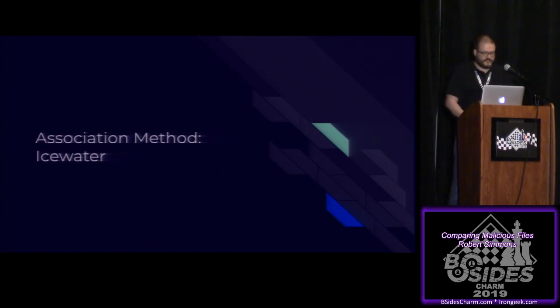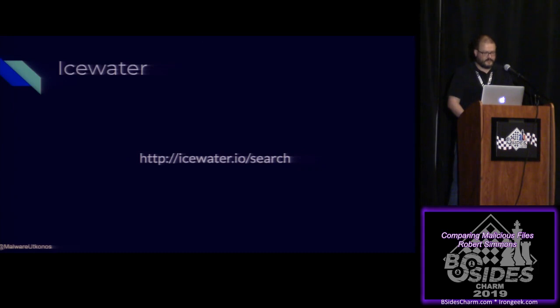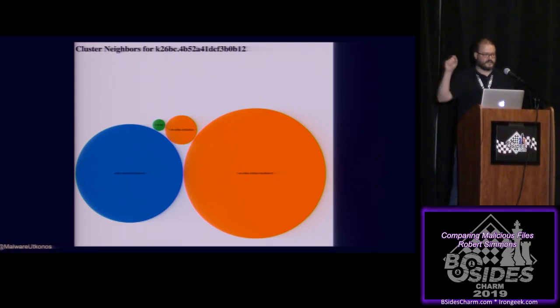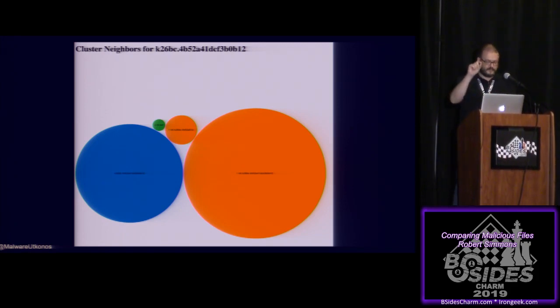Another association method is Icewater. This is a website, icewater.io/search. You can take a particular MD5, SHA-1, or SHA-256 and plug it in there. Based on the clusterization algorithm in Icewater, you can find other files that are related to it within a particular cluster. The orange clusters are a 1-bit difference in the cluster ID, and the green up there is a 2-bit difference from the cluster ID.